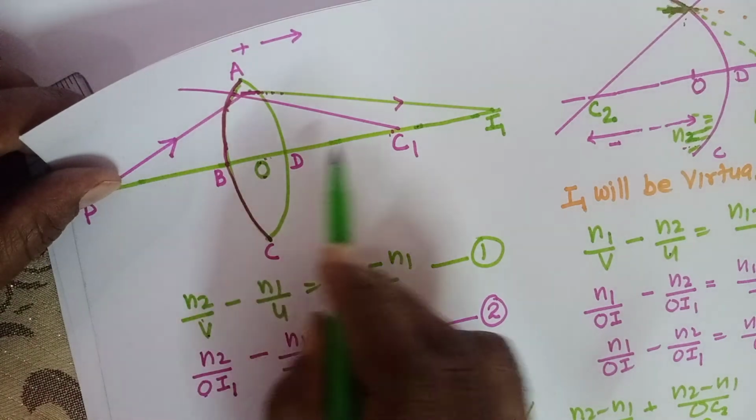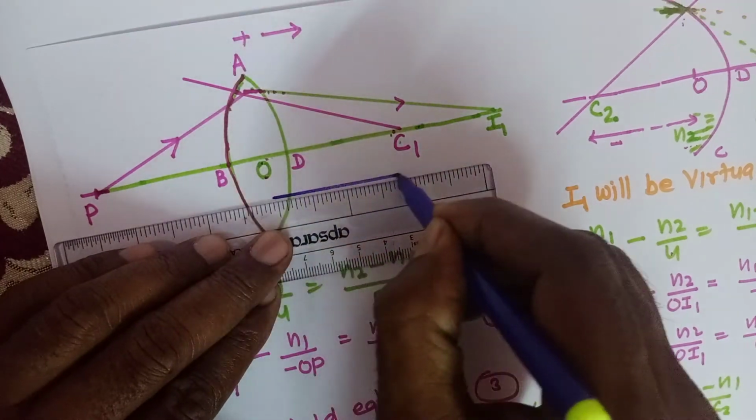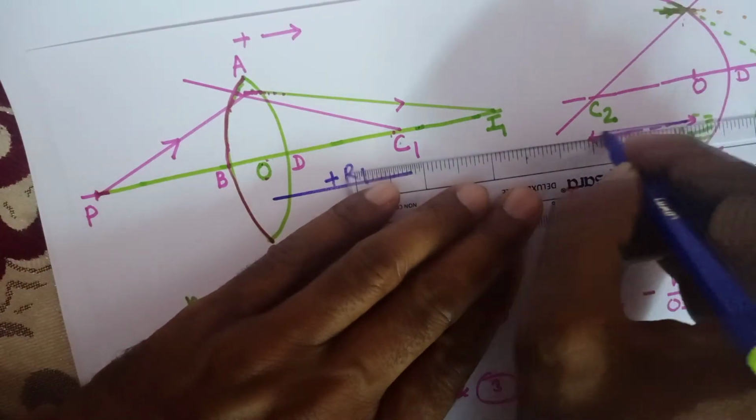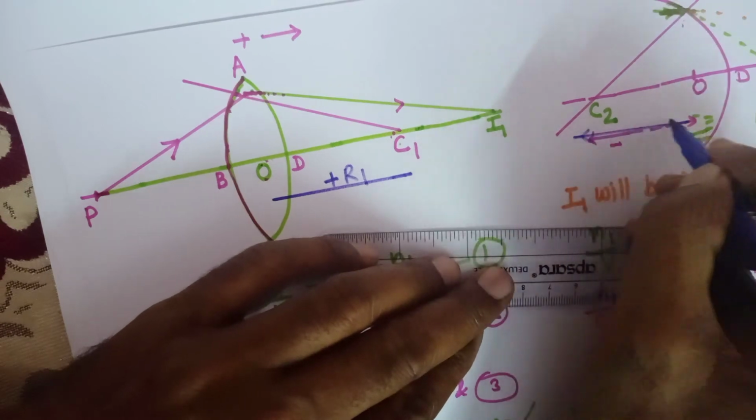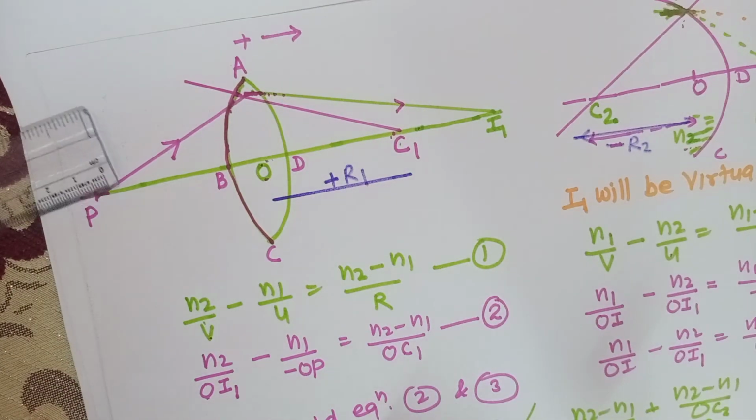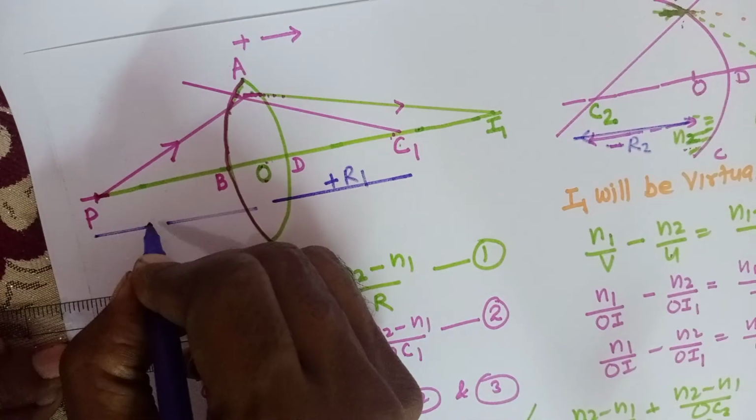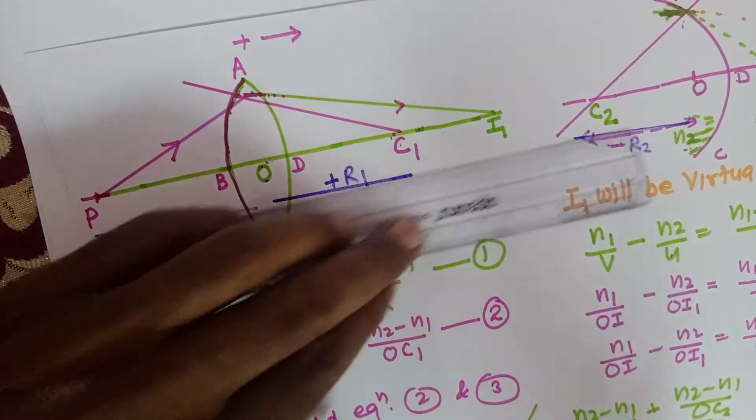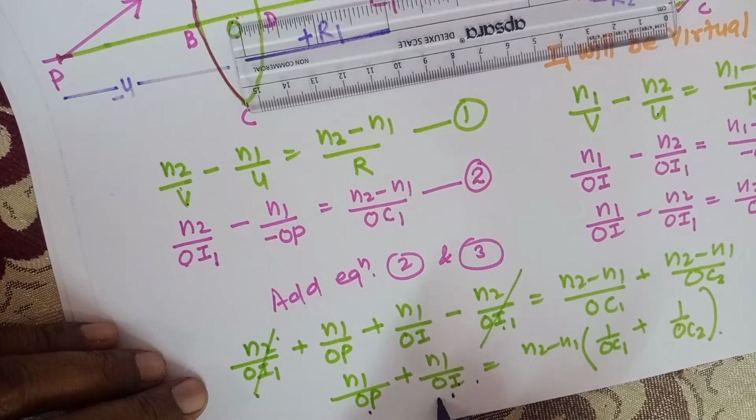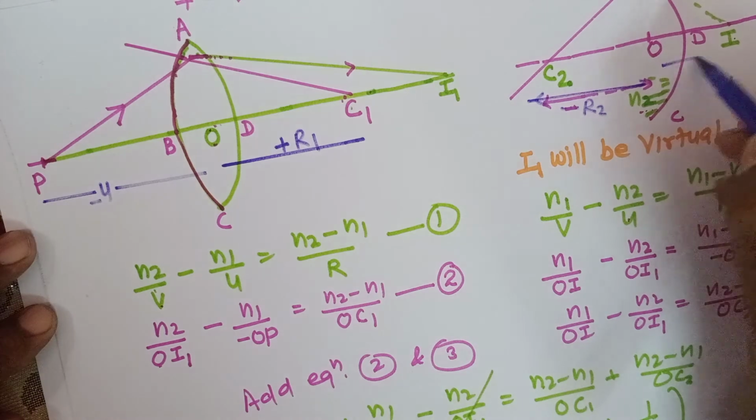OC1 is plus R1. And OC2, because it is opposite to the incident ray, will be minus R2. OP will again be minus U. And OI will be plus V.